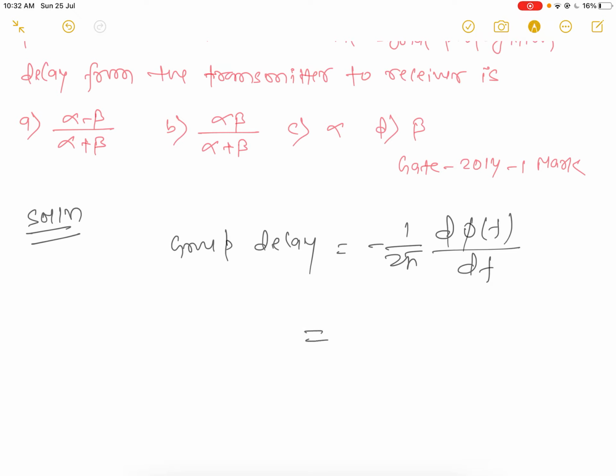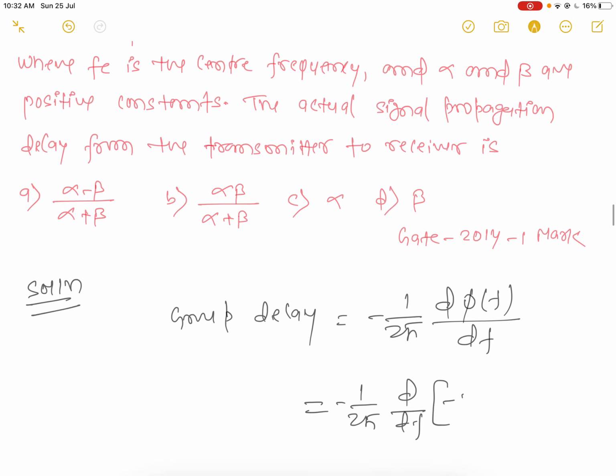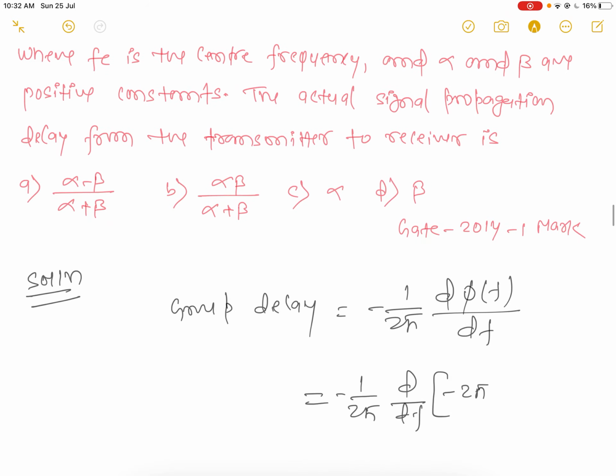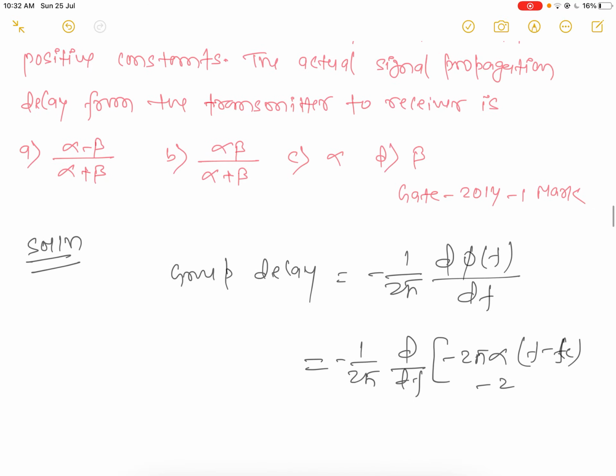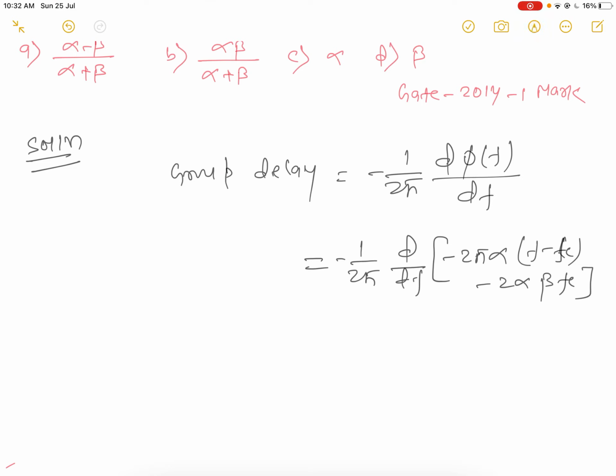So what will happen? Differentiate it: minus 1 upon 2 pi and d upon df. The function is given as minus 2 pi alpha f minus fc and minus 2 alpha beta fc. Check it. What will happen? Here we will get 1 after differentiation, and here this part will be 0.